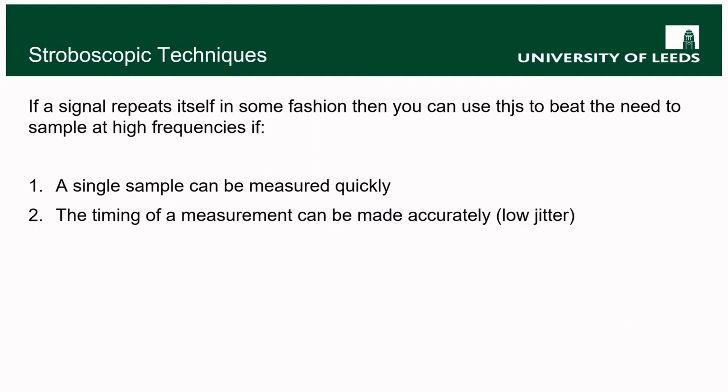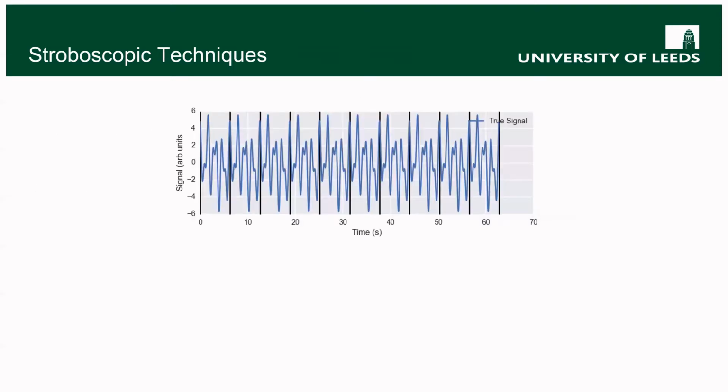So the time taken to do a measurement is quick. It's just the time taken to then repeat that measurement is slow. And also the timings of the measurement can be made very, very accurately. So in other words, there is a low level of jitter. If you say you want to measure something at a particular time, you can measure it at that time. You can measure it very, very quickly. And it also relies on a signal that is repeating itself.